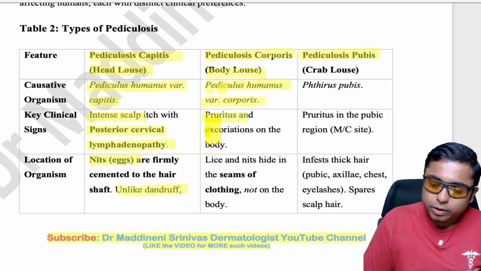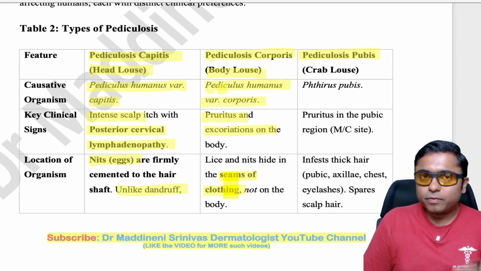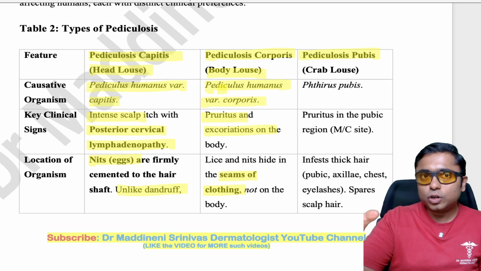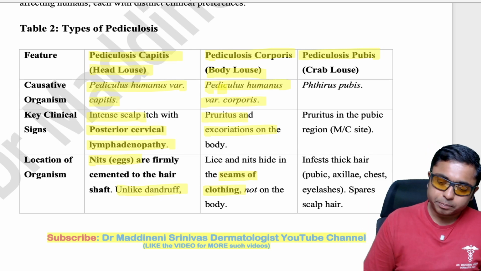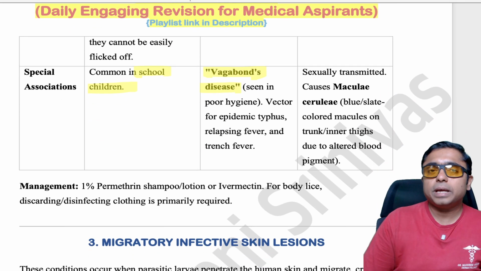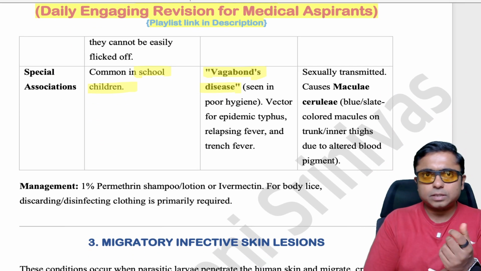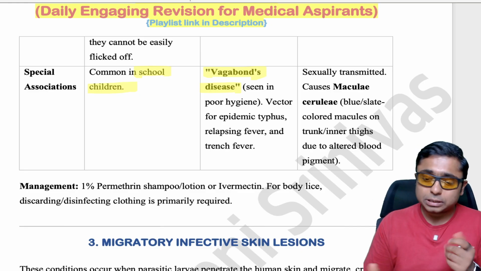Here the patients are going to have pruritus and excoriation marks over the body, and the lice are very classically attached to the seams of the cloth, and whenever they feel hungry, they are going to come over the body and suck the blood, right? And remember, these patients are going to be vagabonds, that is, they are going to be just wandering around here and there over the places. So that's why this condition is also called vagabond disease.